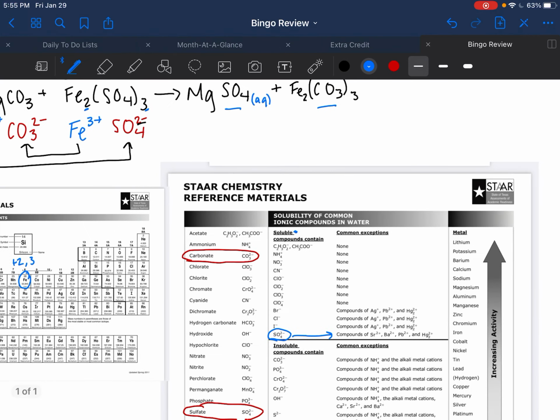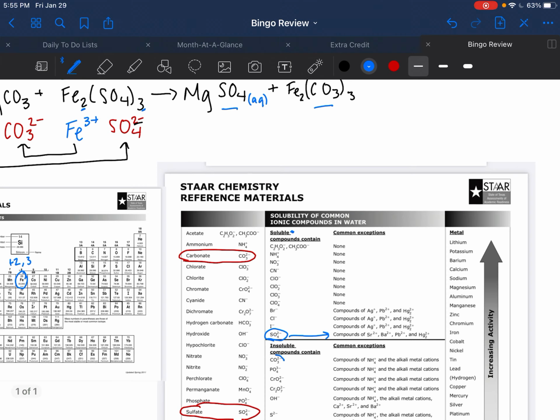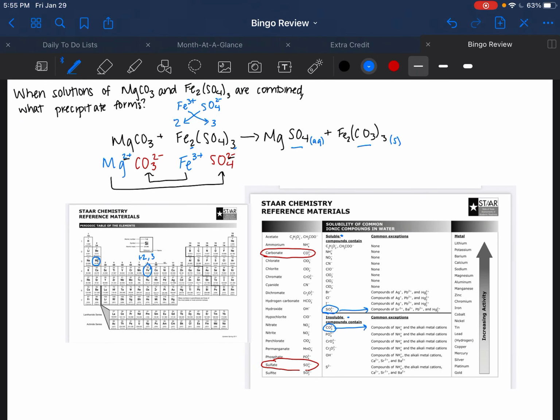The other one is our iron carbonate. So carbonate is on that next portion of the table, right here. Notice it says this portion of the table is insoluble, meaning it'll form a solid unless it has one of these exceptions. So look closely at those exceptions. Iron is not listed as an exception. So this is in fact insoluble. So for this question, when it asks you which solution or which precipitate will form from the combination of those two solutions, your correct answer should have been this iron carbonate.